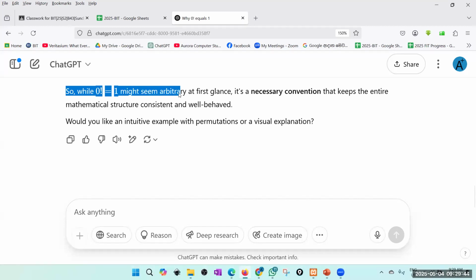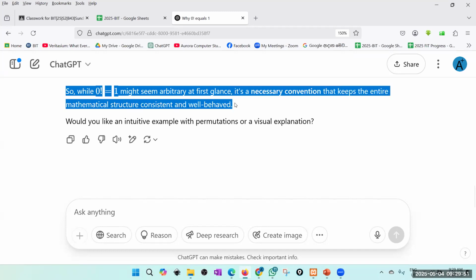Arbitrary, meaning like by chance. At first glance, it's a necessary convention that keeps the entire mathematical structure consistent and well behaved.